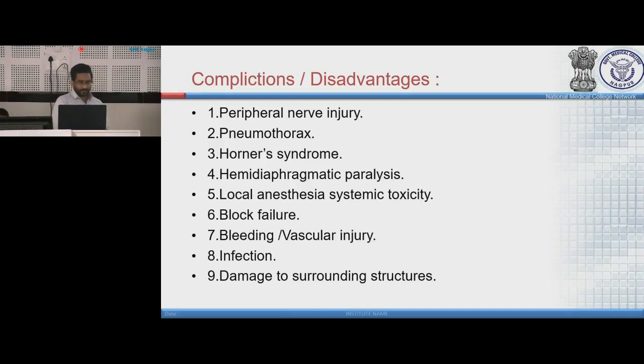The risk of block failure, then bleeding, vascular injury, hematoma, infection at the site of injection, and damage to the surrounding structures.